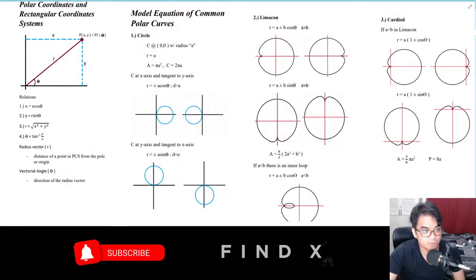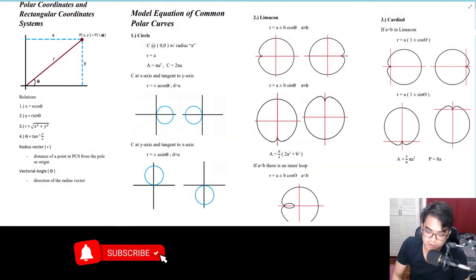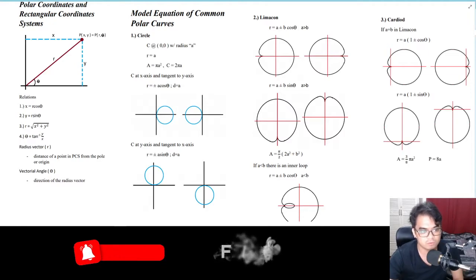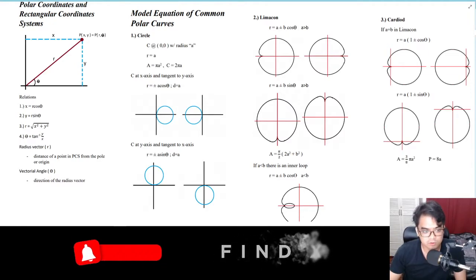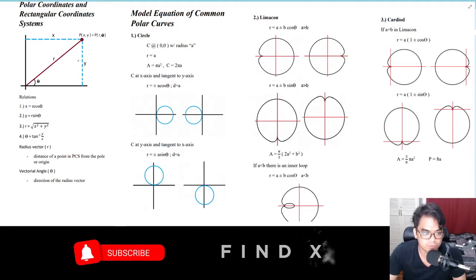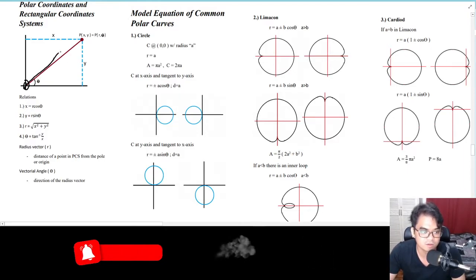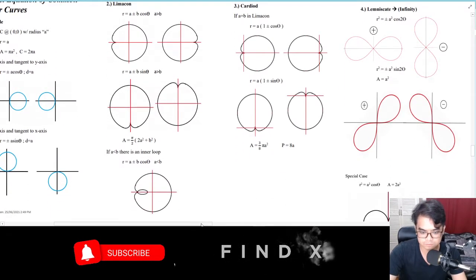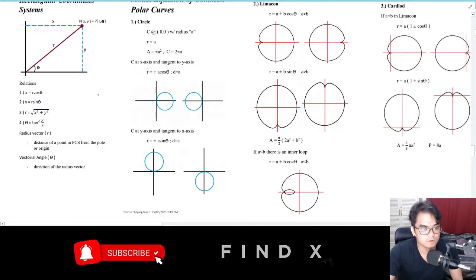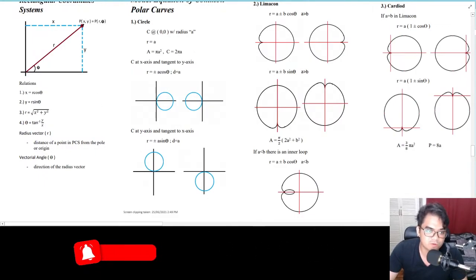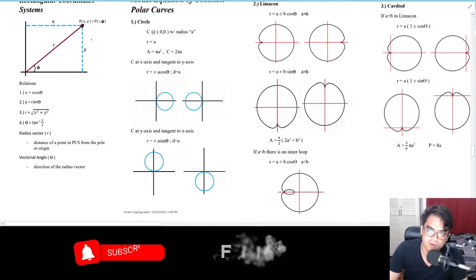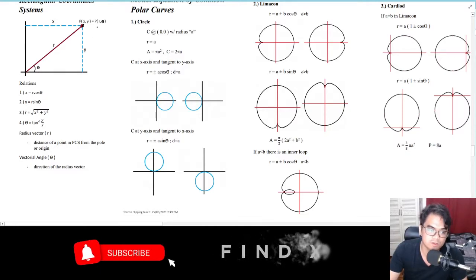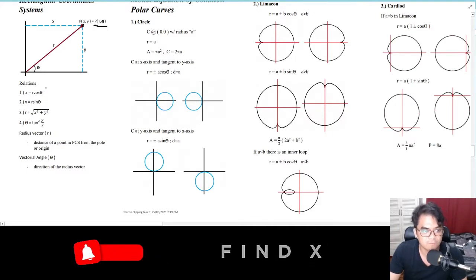For the next topic, we have the polar coordinates and the rectangular coordinate system. So for the polar and rectangular, the relationship of them is just like this. Originally, you have here a line. Of course, this point will be (x, y). So it will be translated, if you are dealing with a polar coordinate, it will become, instead of (x, y), now r and theta.